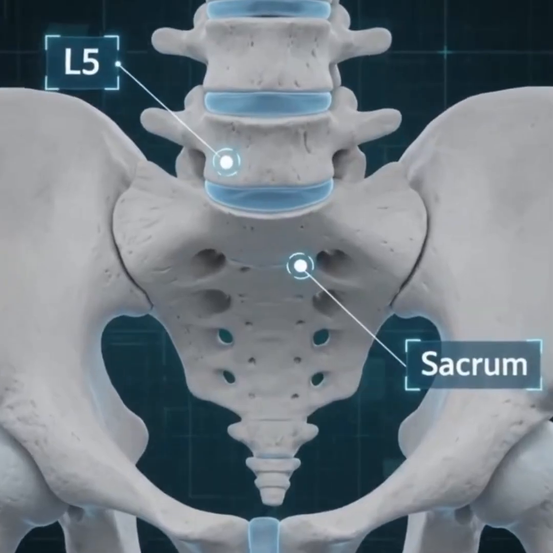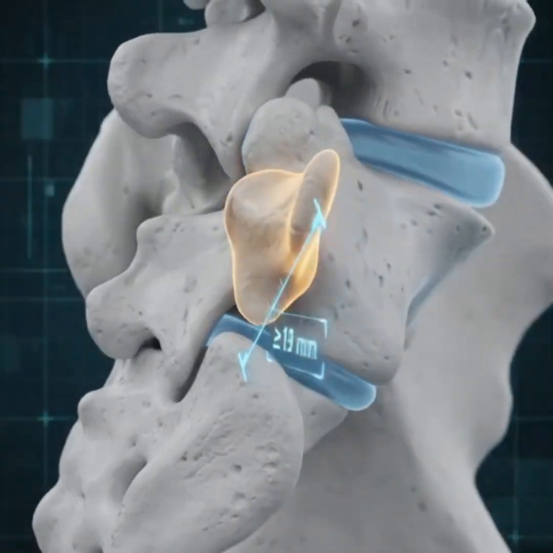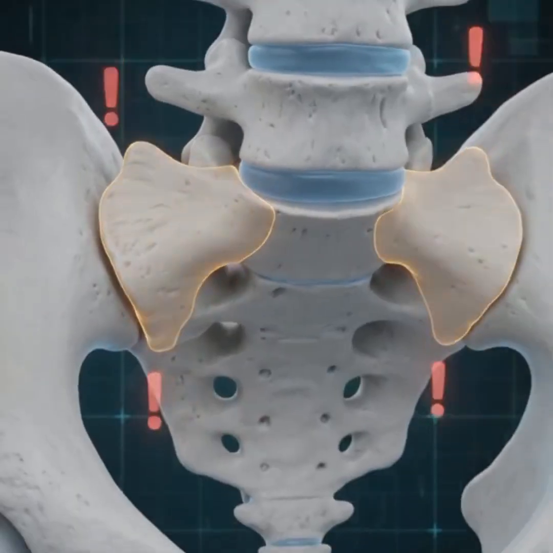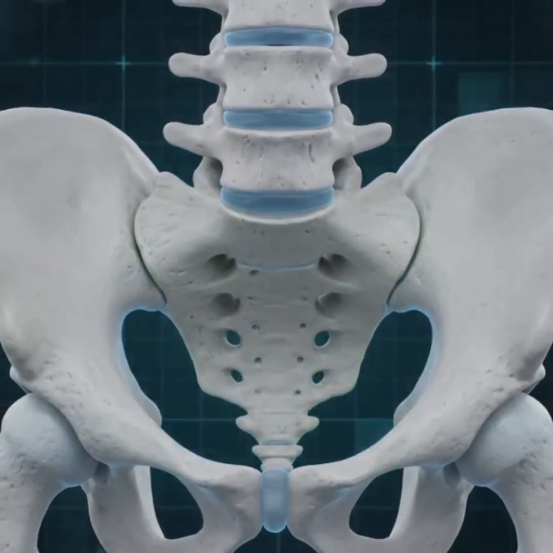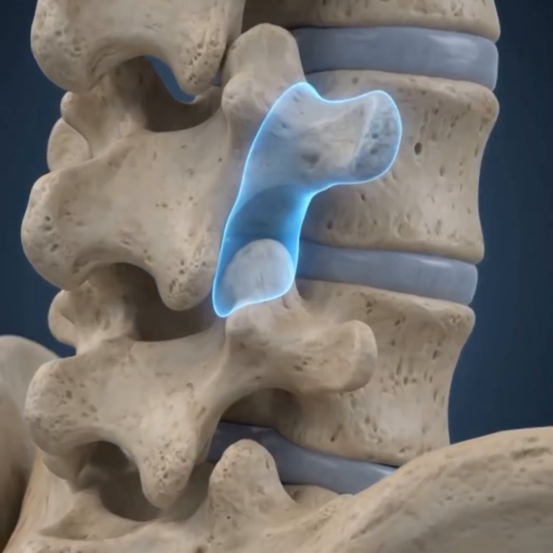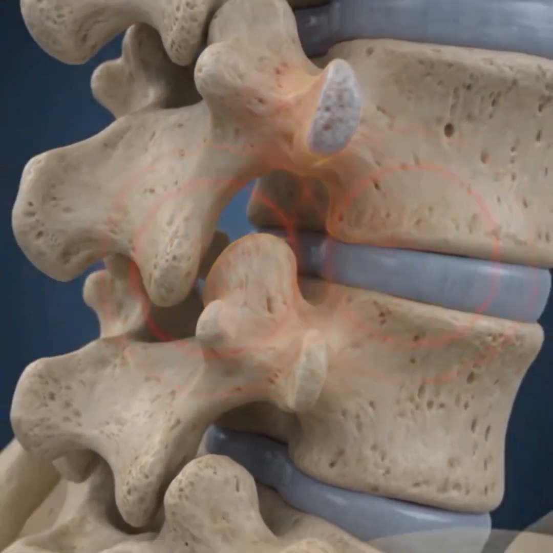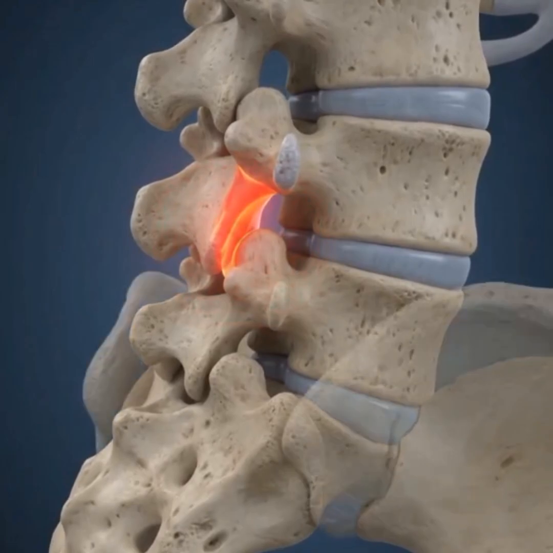Castelvi type 1 features a dysplastic transverse process. It measures at least 19 millimeters in width, while 1B is bilateral. These represent a mild form of transitional hypertrophy. Castelvi type 2 represents incomplete sacralization. An enlarged type 2A causes asymmetric lateral bending, resulting in pseudoarthrosis and contralateral facet overload.